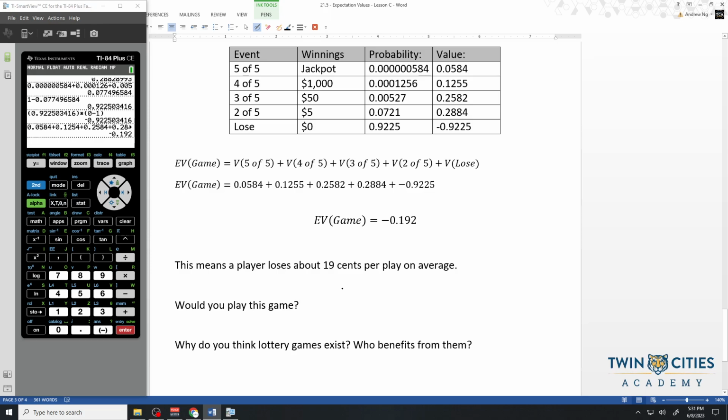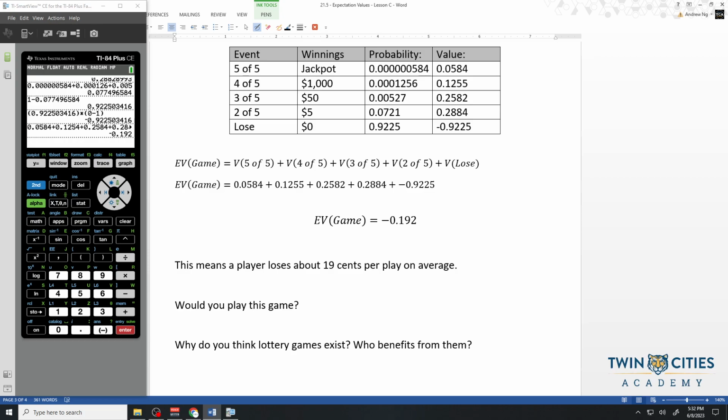This means a player loses about 19 cents per play on average. So there is no one scenario where you go in, you play this game, and you lose 19.2 cents. But if you were to play this exact scenario over and over again, 1,000 times, 10,000 times, 100,000 times, you would find that it would average out to you losing 19 cents per play.